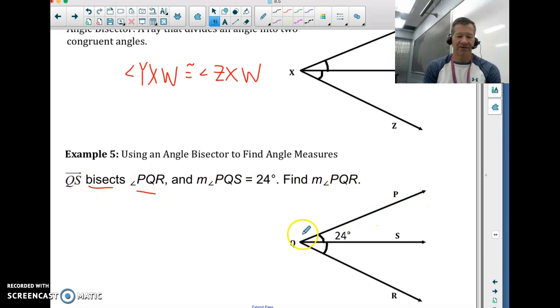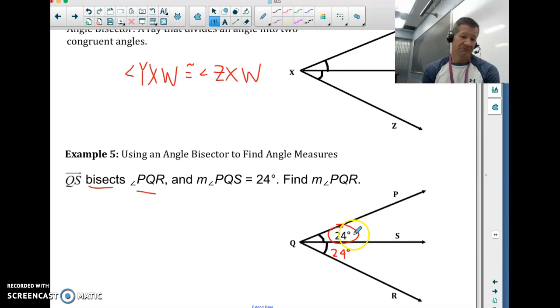Well, we just learned that that means it's cutting PQR in half. Now angle PQS is 24. Can you figure out how big PQR is? Well, if PQR is being bisected by QS, meaning cut in half, that means that if this angle is 24, then this angle also must be 24 because we cut that angle in half. So if both angles are 24, by the angle addition postulate, PQR has to be 48, 24 plus 24.